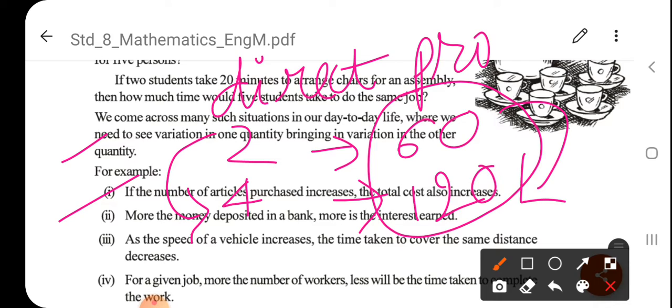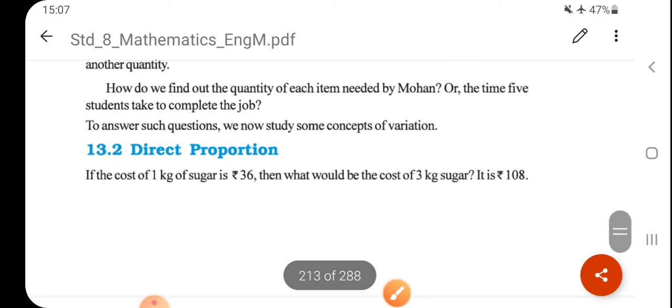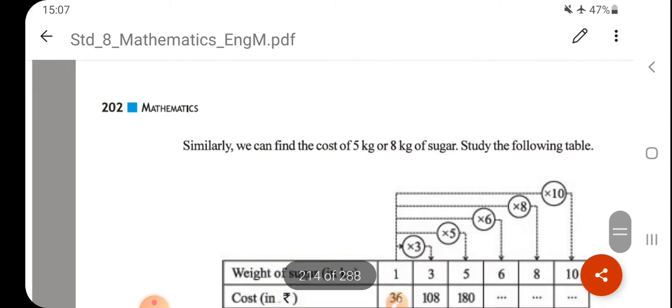Now in the inverse proportion, as you increase one quantity on the one side, on the other side that quantity or whatever value is there will decrease. As here you are going to decrease the amount, then on the other side the amount will increase. That is the inverse proportion that we will see in the examples.